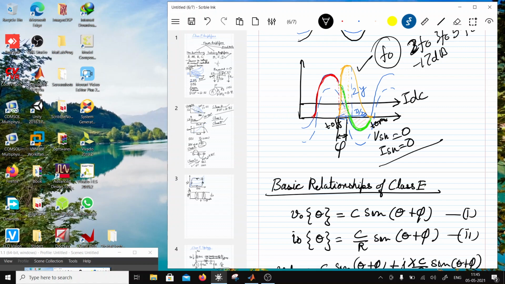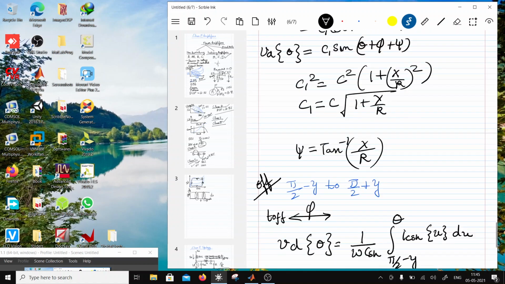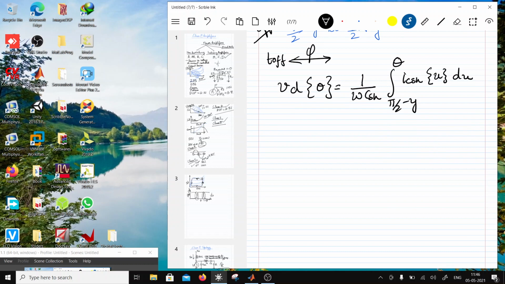So now let's write this as, so this is going to be equal to 1 over omega CSH, and this is going to be the integral from pi by 2 minus y to theta of IDC minus c over r, correct? Sine of u minus phi du. Okay.